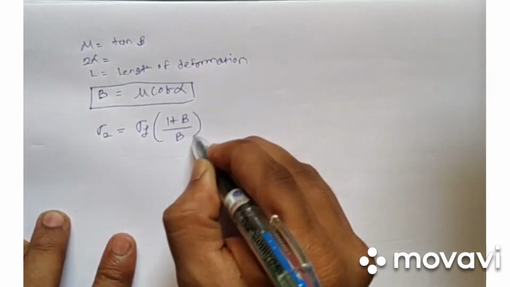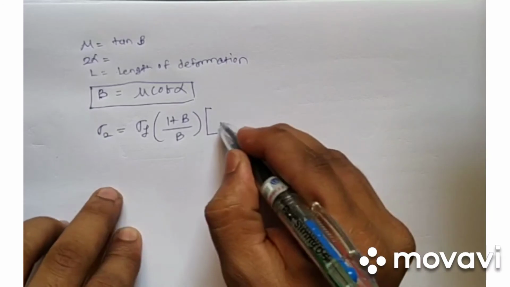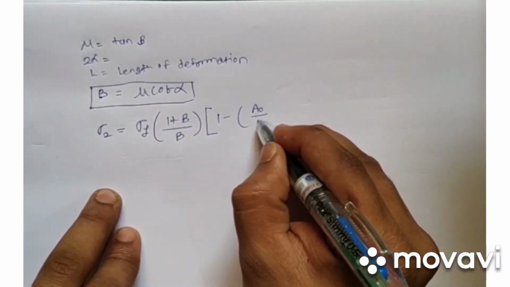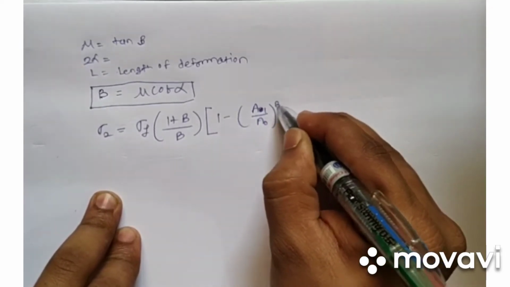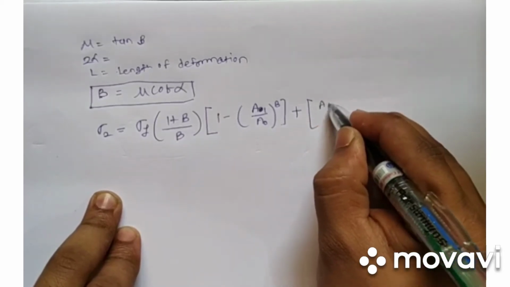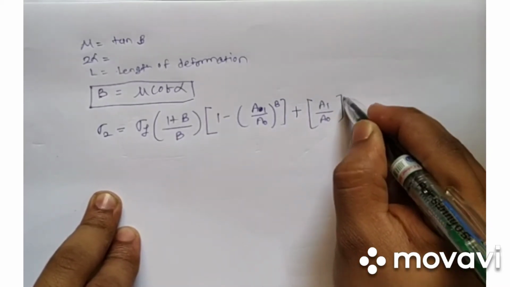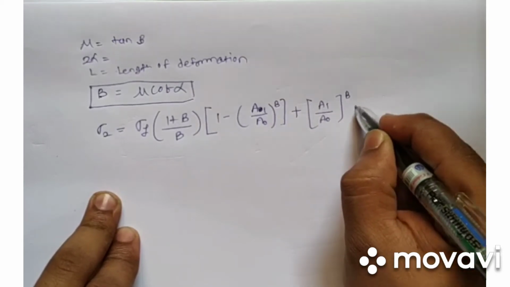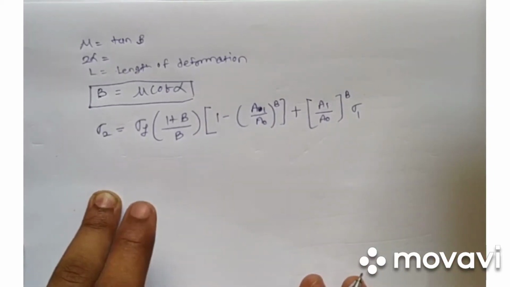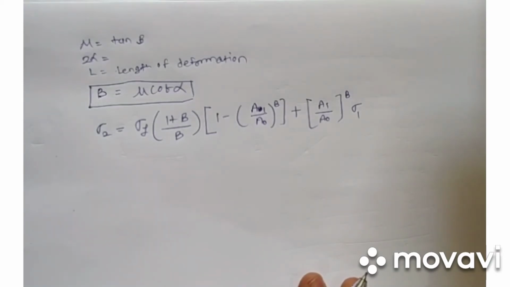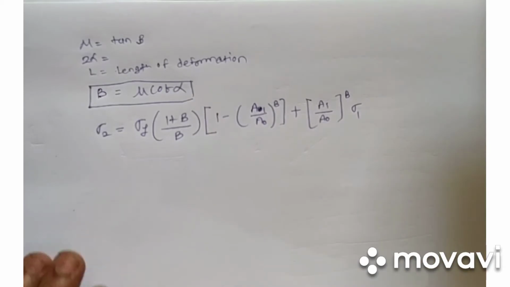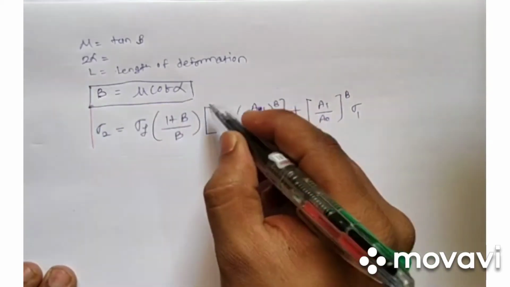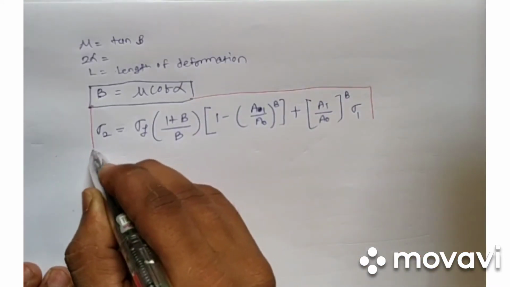B is constant, so this is 1 minus A1 by A0 raised to B, plus A1 by A0 raised to B into sigma 1. Now this sigma 1 is the back tension which is applied, and we have seen this value. So this is the back tension value. This is how sigma 2 is calculated.